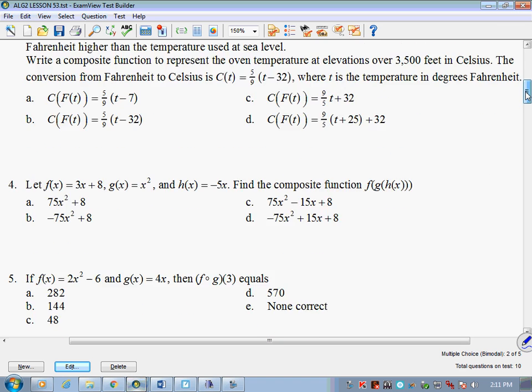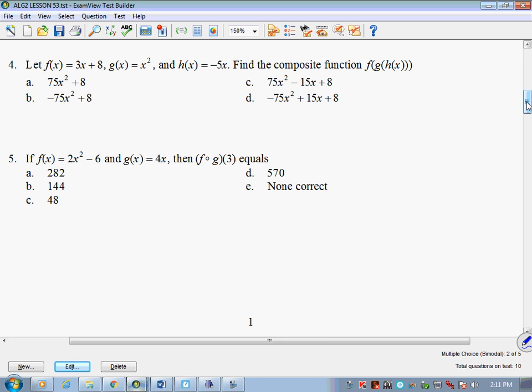All right, let's move on to number 4. F of x is 3x plus 8. G of x is x squared. H of x is negative 5x, and that's why I wanted you to see a 3-function composite. Find the composite function of f of g of h of x. So what is the largest function? What's on the outside? Close. 3. Okay, so let's start with it. 3. What?